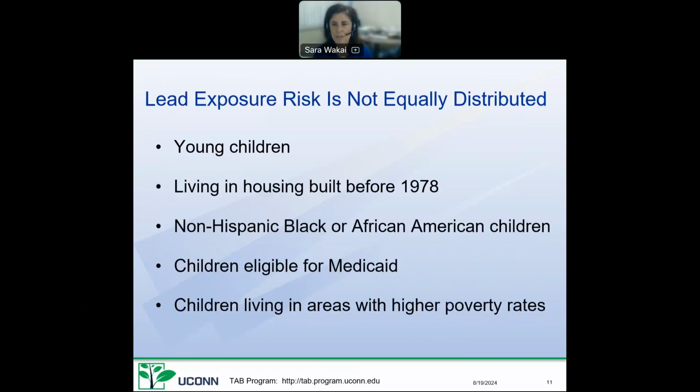Lead exposure is not equally distributed and is an additional burden to communities already at risk for other environmental exposures. Those at greatest risk are young children, those living in housing built before 1978, non-Hispanic, Black, or African American children, children eligible for Medicaid, and children living in areas with higher poverty rates.